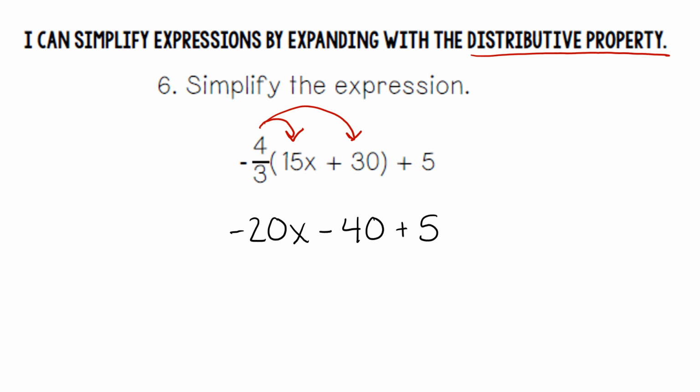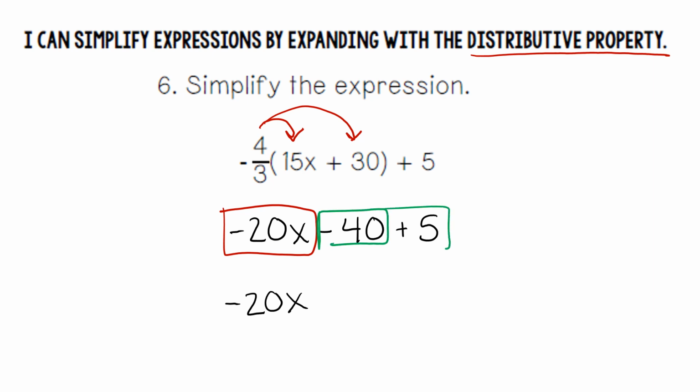Remember, you can use a calculator to help you with these. Now, the minus 20x is going to stay the same because there are no other x values in the problem. We can combine the minus 40 and the plus 5. Minus 40 and plus 5 combine together to give us a minus 35.